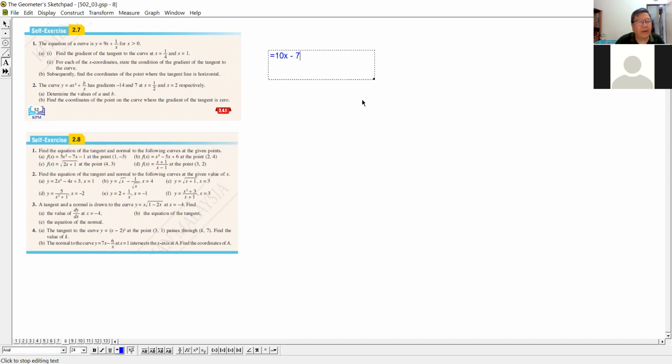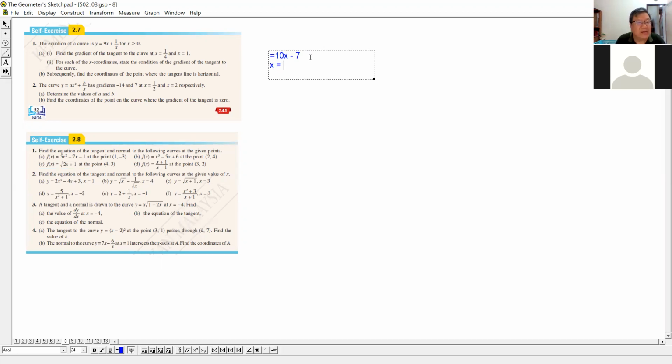The point is (1, -3), so x equals 1. The answer I get is 10x minus 7, but the answer at the back is 3x minus 6. Never mind. Maybe you're looking at the wrong answer.